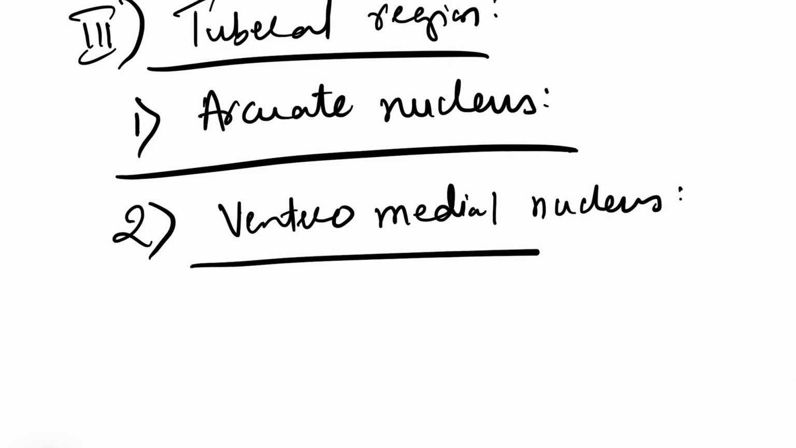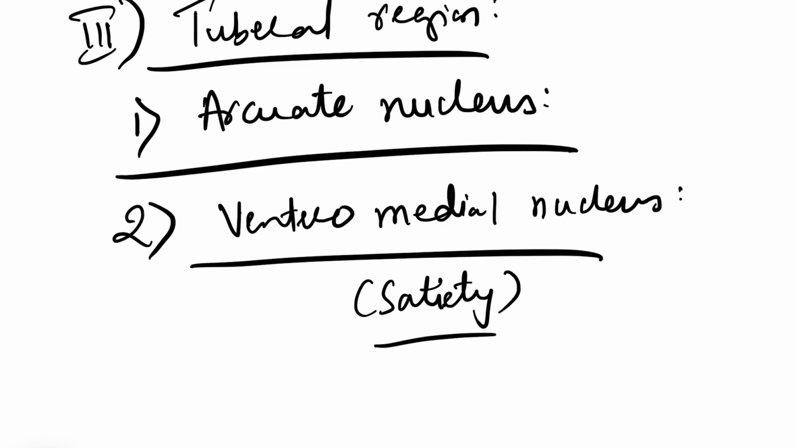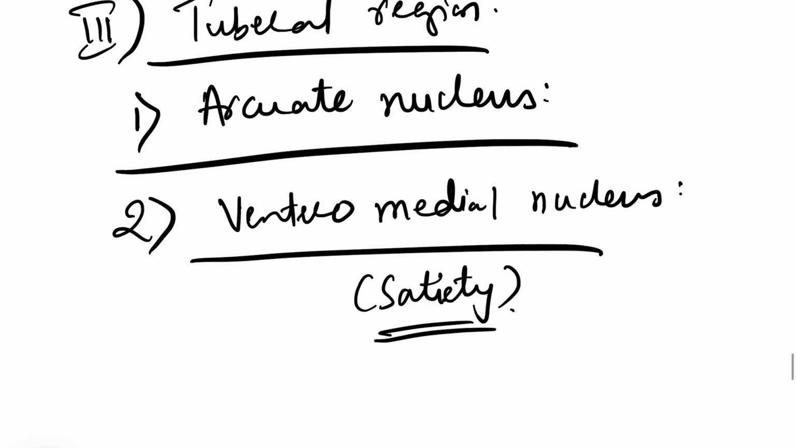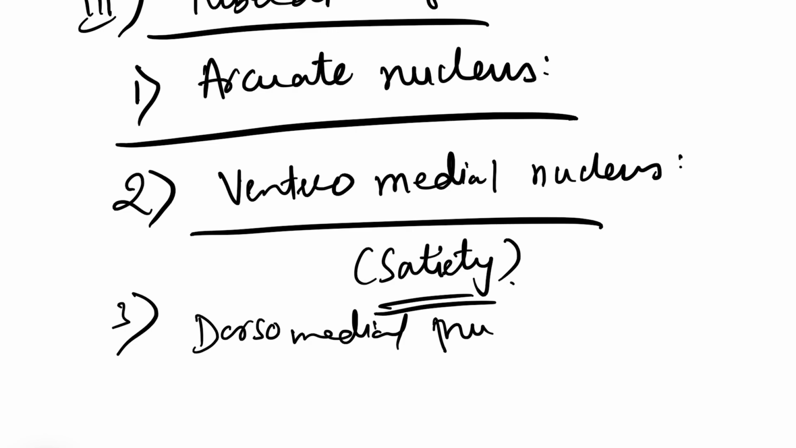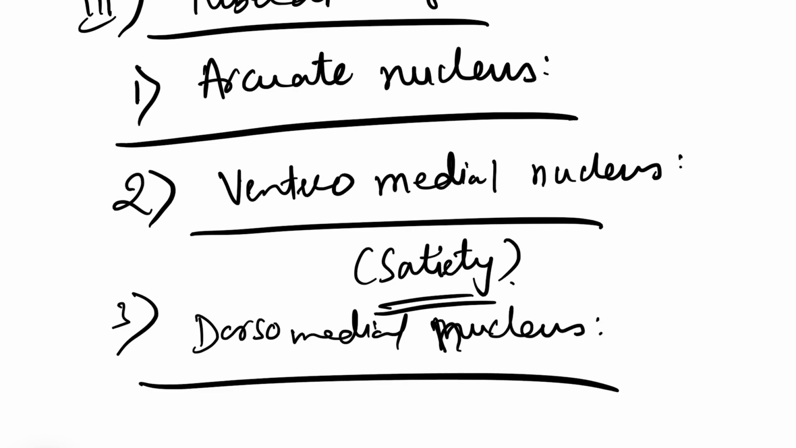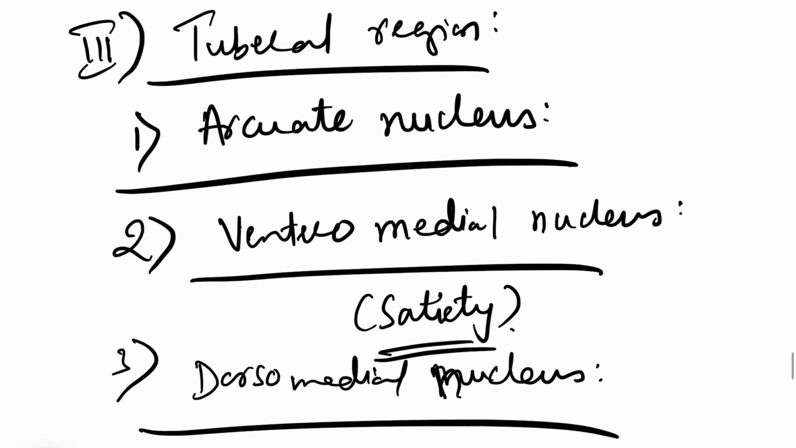So it is known as the satiety center. Whenever it is stimulated, a person will feel satiety after the intake of food, because of the presence of the glucoreceptors. Okay, we'll discuss that in the functions. However, there is one more, the dorsomedial nucleus. This will also maintain behavior and the emotional aspect. Right now, just remember the names of the nuclei.